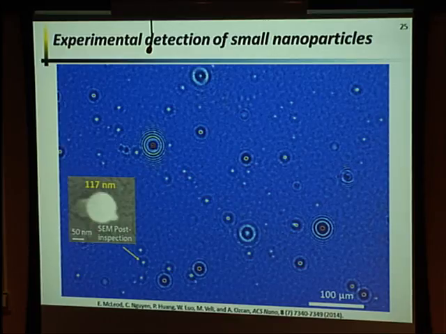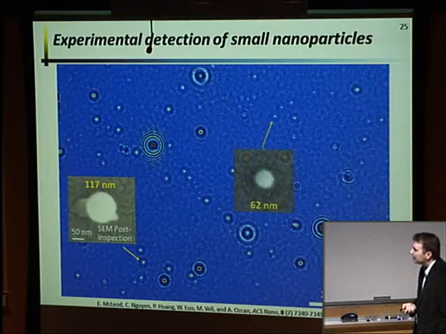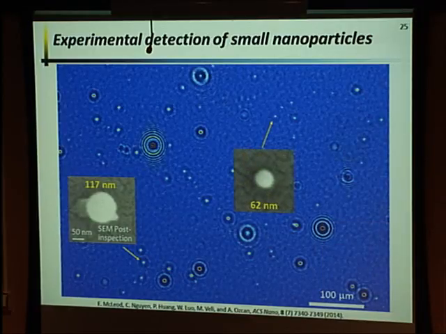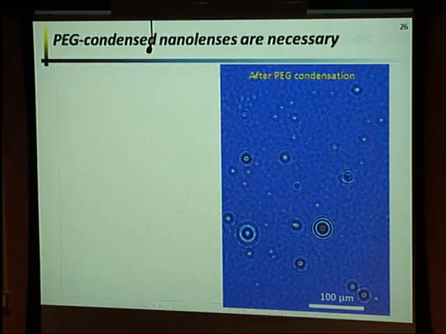So we take the sample, we then look at it in SEM, and we can say, for example, this spot corresponds to a particle 117 nanometers in diameter. This is 62, this is 48, and then this one's 38. So we've gone from a limit of about 250 nanometers as our sensitivity limit down to about 38 nanometers.